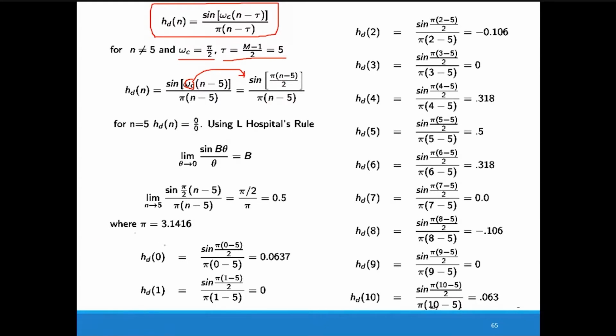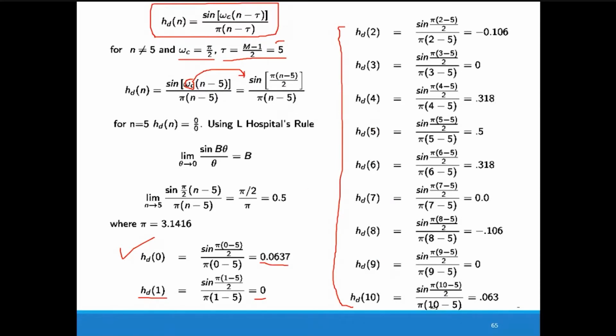Now you can start from here and apply the value of h_d(0). You are getting h_d(0) is equal to 0.0637, so your answer is correct. h_d(1) is equal to 0. This way you get all the values up to h_d(10): h_d(2), h_d(3), h_d(4), h_d(5), h_d(6) and up to 10.